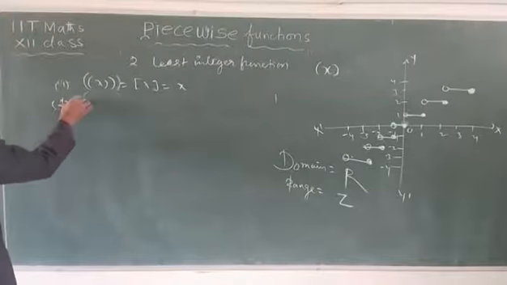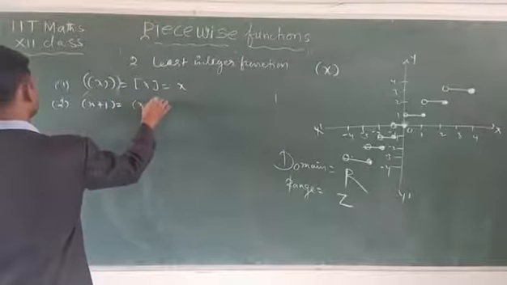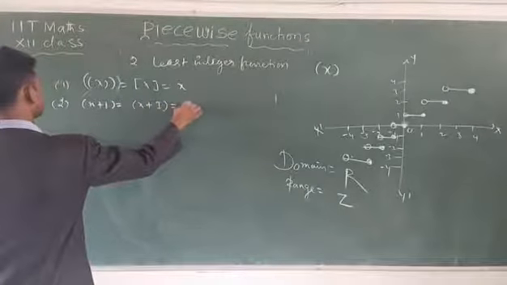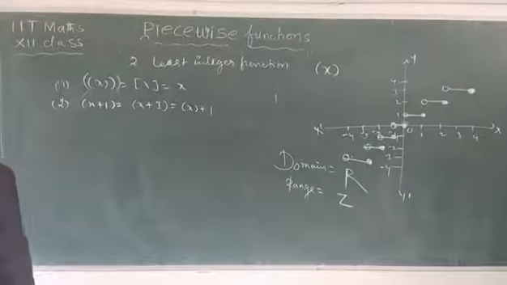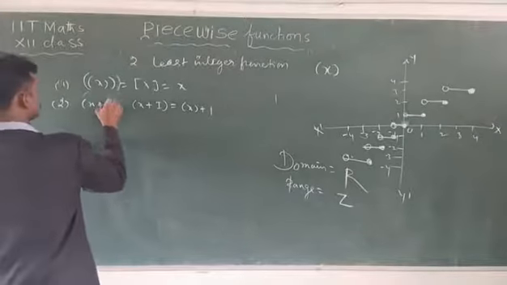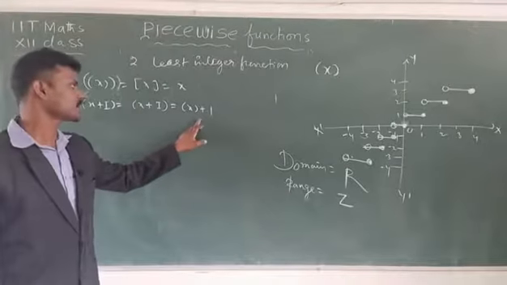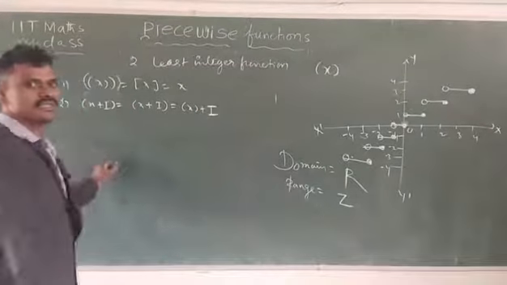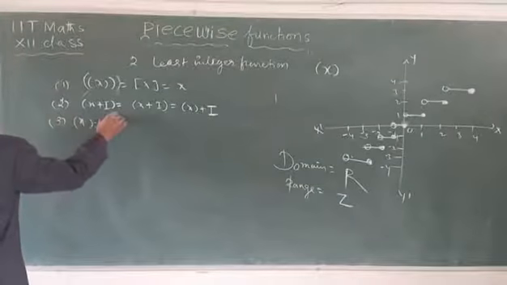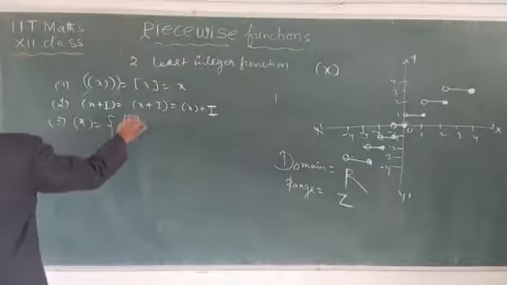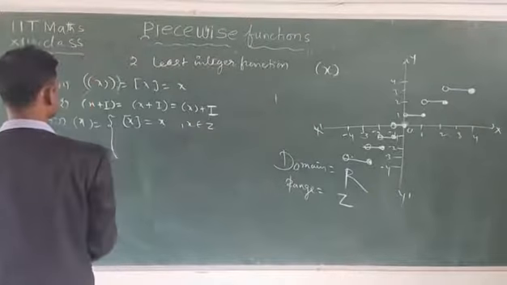Now you can write the second property. Second one: step of x plus I is equal to step of x plus I, where I is any integer. x plus an integer is written as x plus integer. Okay, now third one: step of x, the greatest integer function, is equal to x when x belongs to Z only.